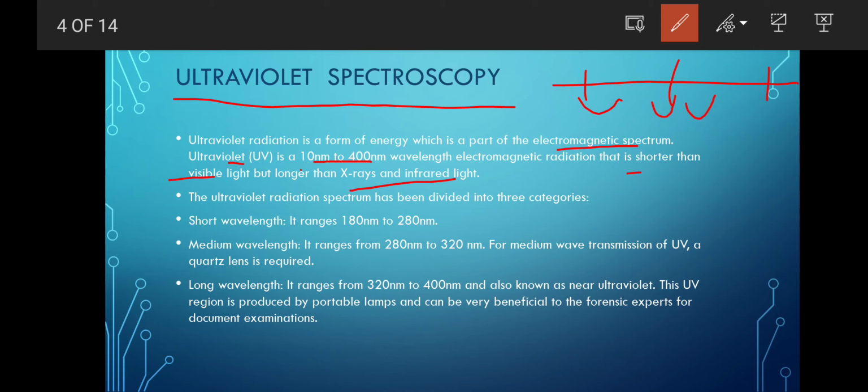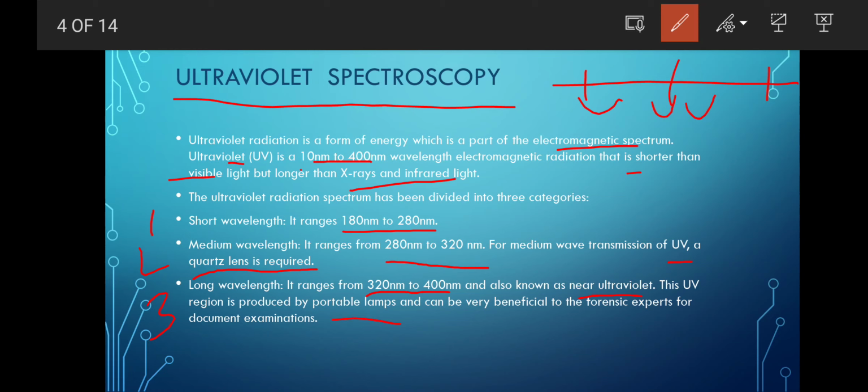UV radiation has three parts: short, medium, and long. The short range is from 180 nanometers to 280. The medium is from 280 to 320, which is used many a time, like in UV lamps. Then the long wavelength is from 320 to 400 nanometers, known as the near ultraviolet. This region is produced by portable lamps.